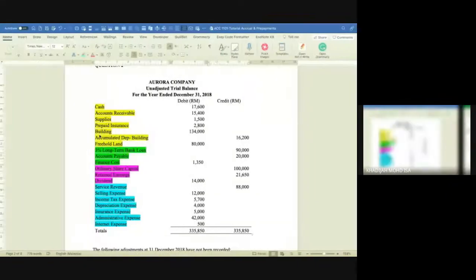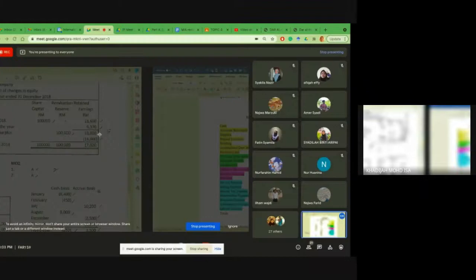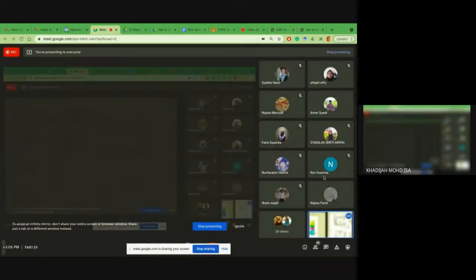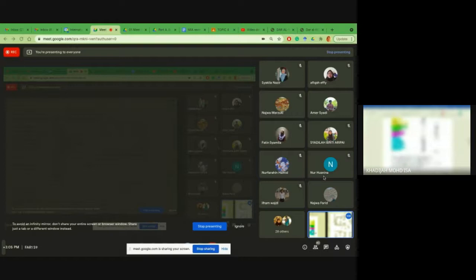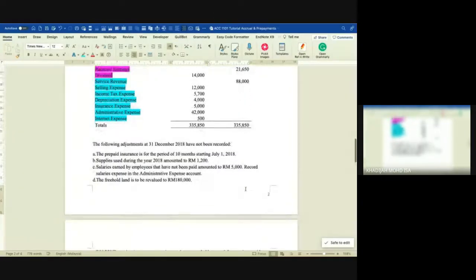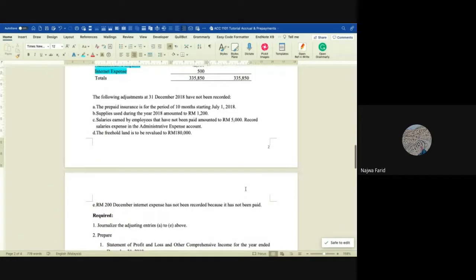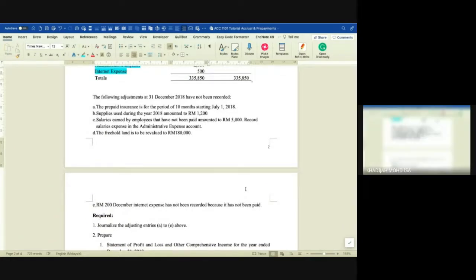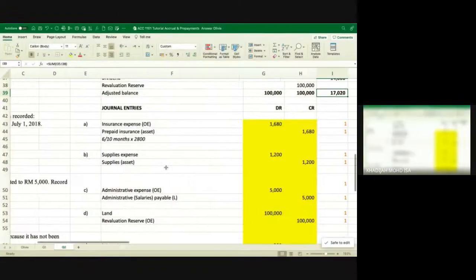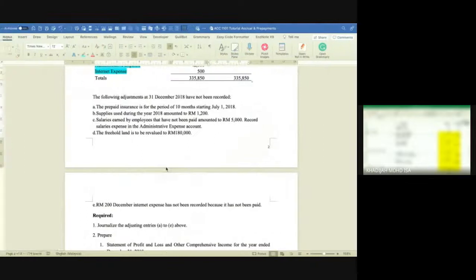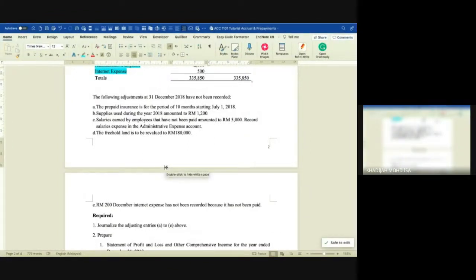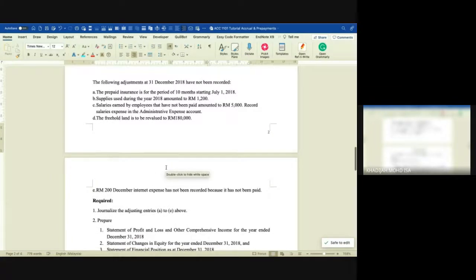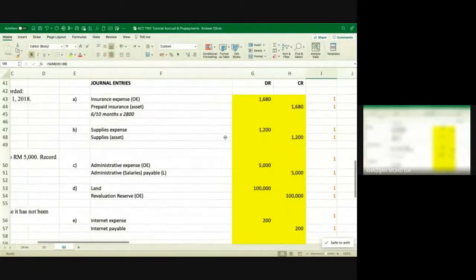Okay, next, let's have Najwa Farid. What do you do next? Once you have transferred everything into the 3 statements? Make journal. Prepare journal entries. Yeah. So you read every item in the journal entries, then you decide whether you should debit or credit and which are the accounts involved. Is it an expense? Is it a revenue? Is it an asset? Is it a liability or owner's equity? So you decide on that, then you do adjustment like this. This is what we call journal entries.